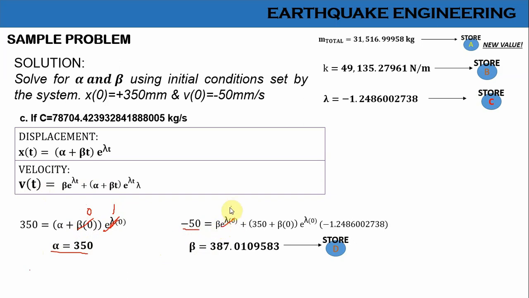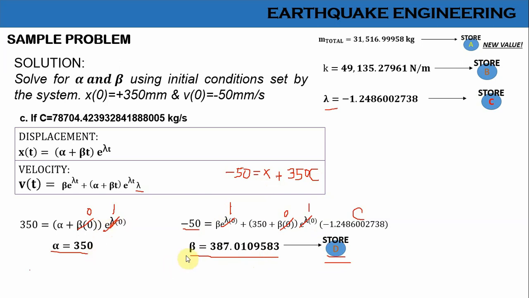Tapos here, sa velocity, v sub 0 is negative 50 is equal to beta. So, this is 1. Okay. Plus 350 times beta, that is 0. Okay, plus e, this is 1, times negative 1.2486. This is your lambda here, which is stored at C. Pwede siya C. So, shift solve na ka ni. So, sa imong cycle ani is negative 50 is equal to x plus 350 times C. O, ana siya. Tapos, shift solve, we will get negative 387.0109583. Store din mo siya sa D.